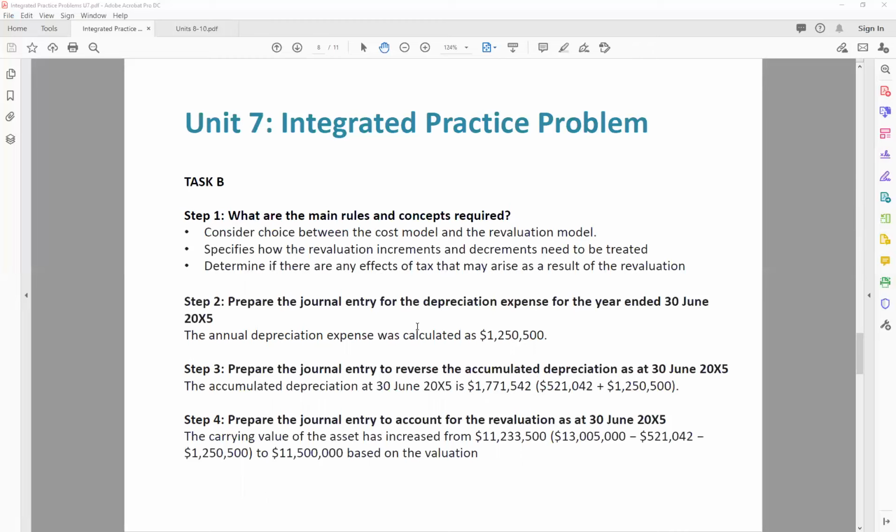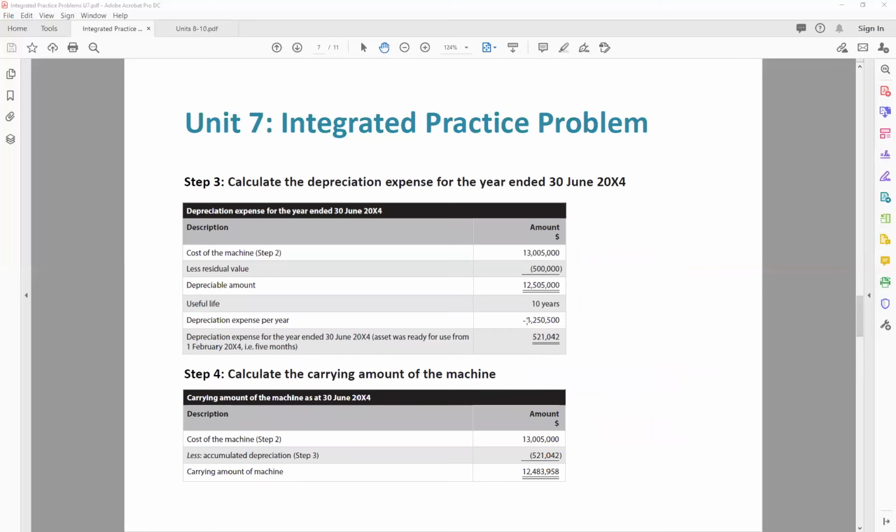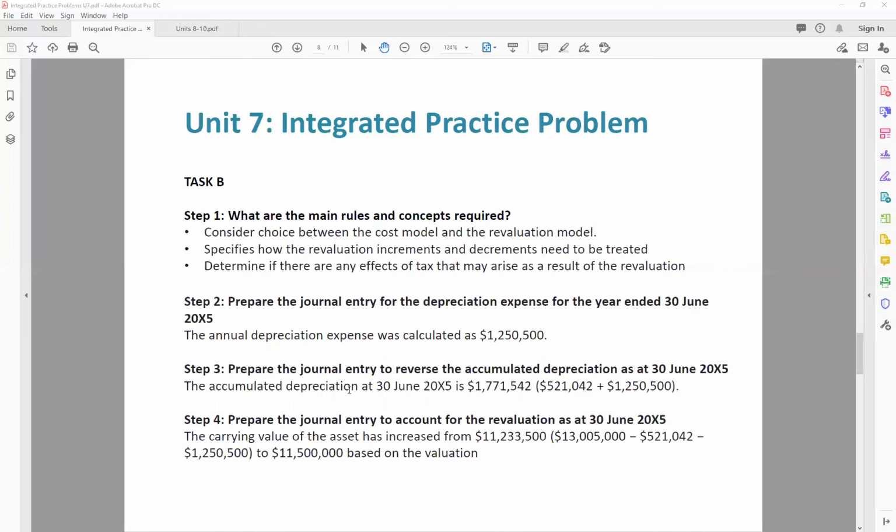So if we think about the journal entries that we need in order to follow this revaluation method, first of all, we need to calculate what is the depreciation expense. So this depreciation amount, which is the 1,250,500, is what we calculated in our earlier step, back in task A. So this is where this amount comes from. And so we need to recognize the depreciation expense for the X5 year first.